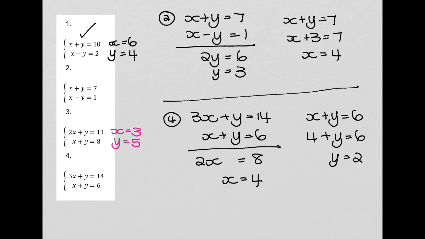For question 4, I decided to make the y's match, or I saw that they matched. They were the same, so I subtract. 3x, take away x is 2x. 14 take away 6 is 8, so x is 4. Put it back into the top, and I got y to be 2. If you did not get that, maybe try again or follow with what is on the screen.